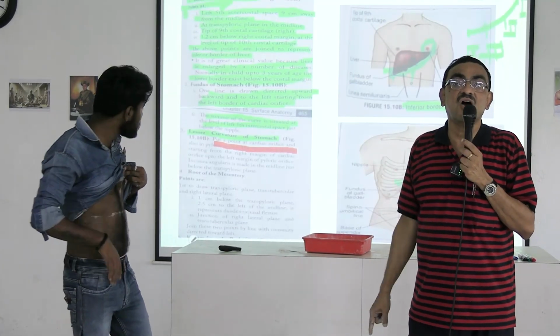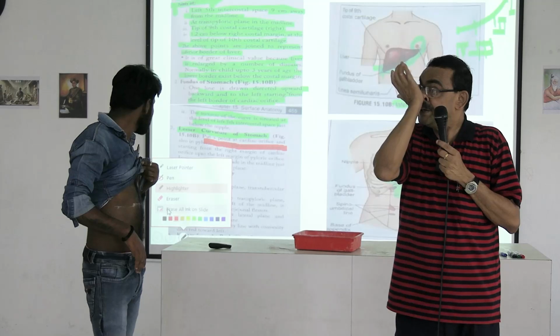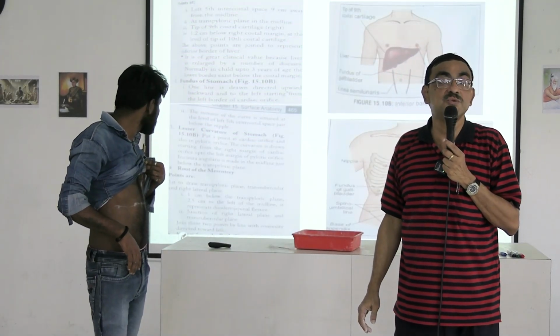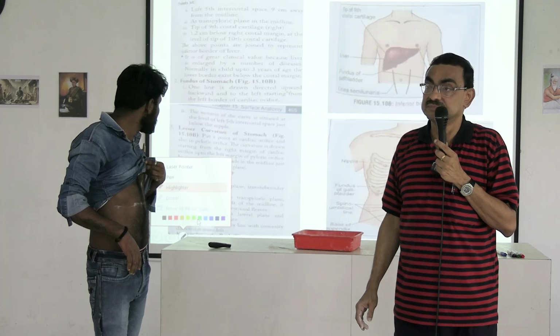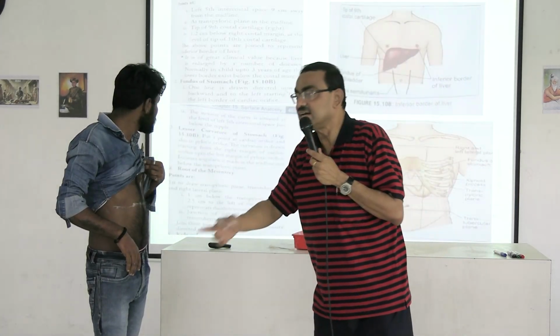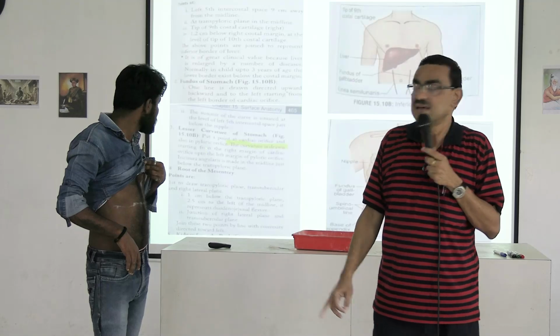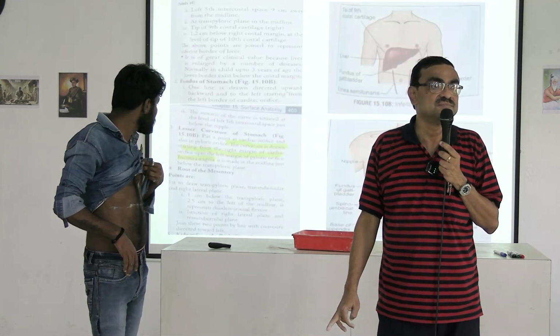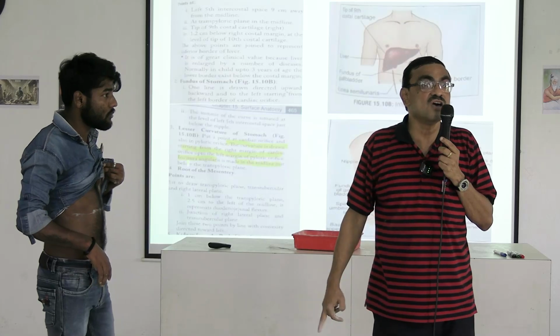The lesser curvature of the stomach is related to what? There is anastomosis between two important arteries. Around the greater curvature there is one anastomosis, and around the lesser curvature there is another anastomosis.